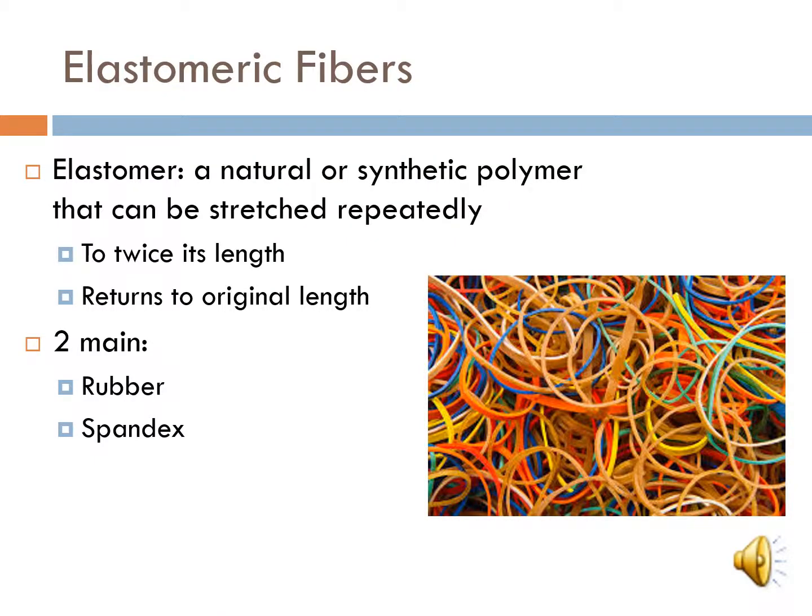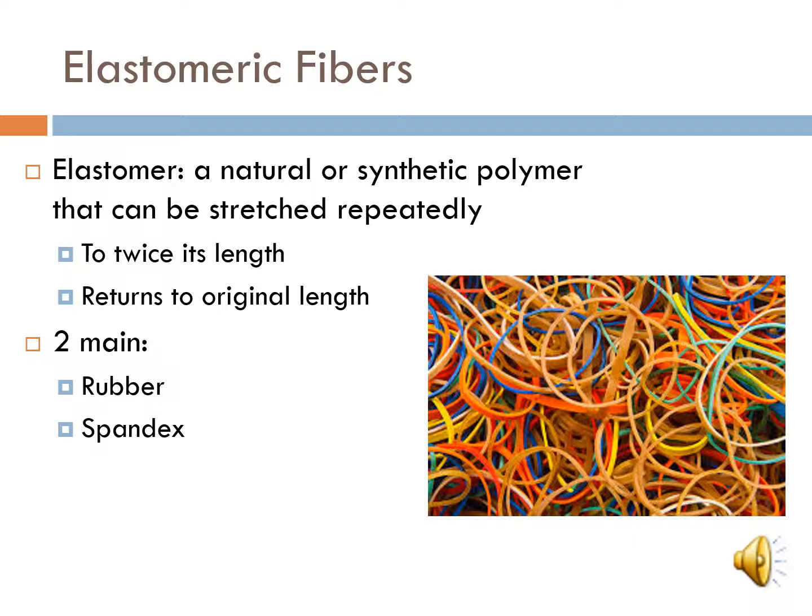One of the first types of fibers we are going to look at under the special use fibers are elastomeric fibers. An elastomer is basically a natural or synthetic polymer that can be stretched repeatedly. The best way to think about this is a rubber band. These fibers can be stretched to twice their length, and then they return to their original length. Based on that, obviously they can be done with repetition.